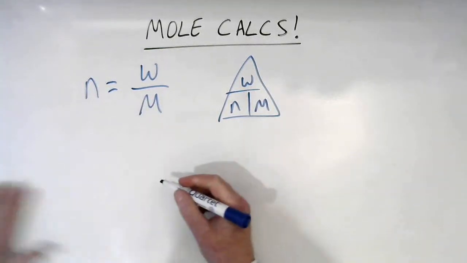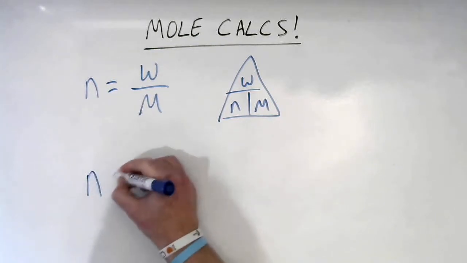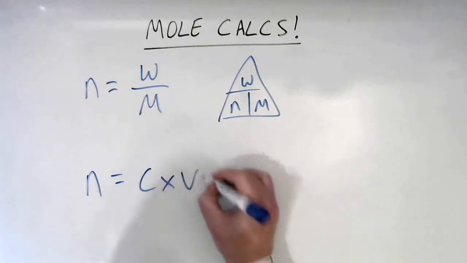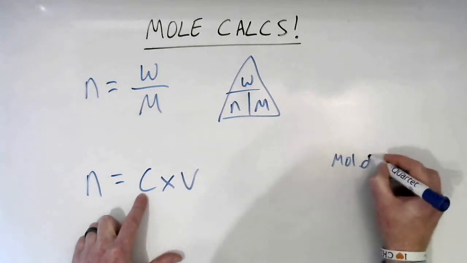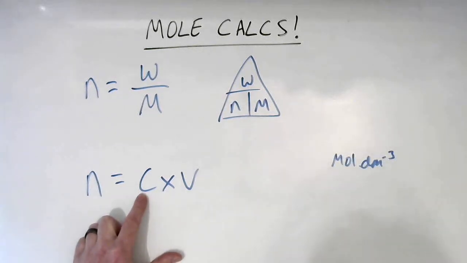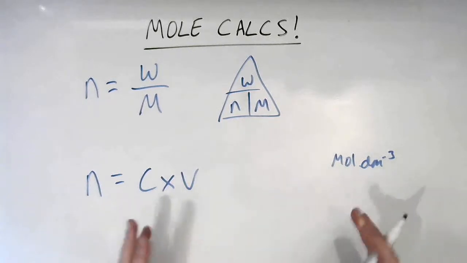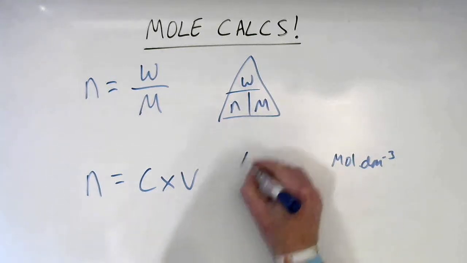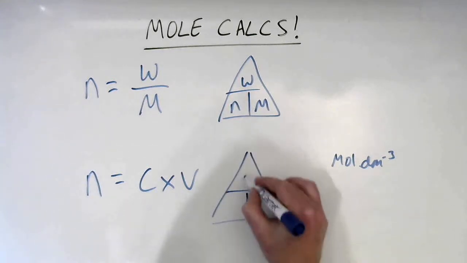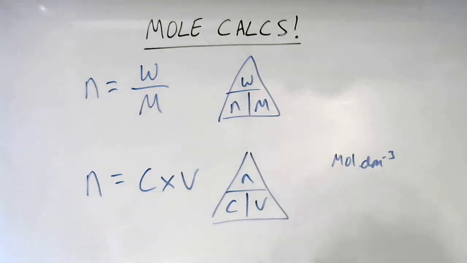The other one, which most of you will have come across as well, is number of moles equals concentration times volume. Concentration is in moles per decimetre cubed. Got to remember that. Volume is usually in centimetres cubed, so you need to do some shifting around with your units here. But again, this is a very straightforward triangle. Number of moles equals concentration times volume.